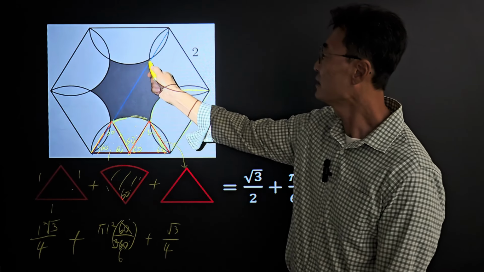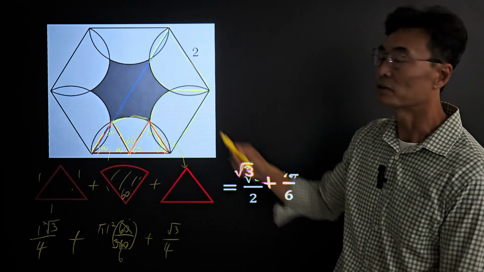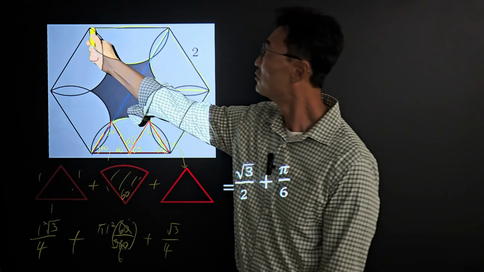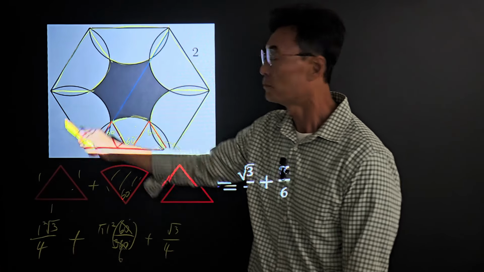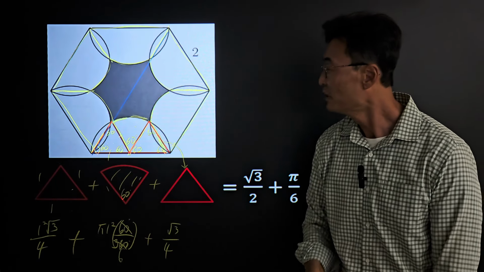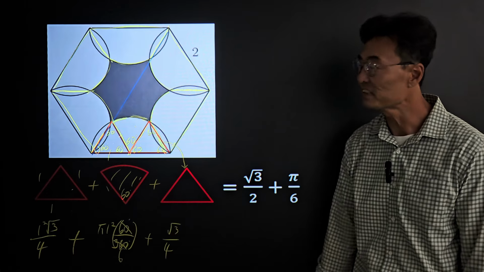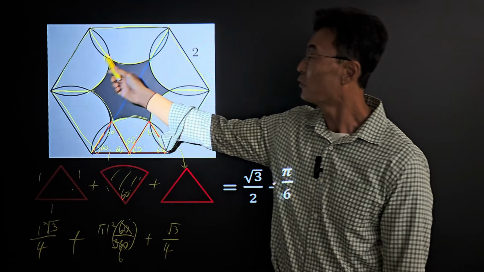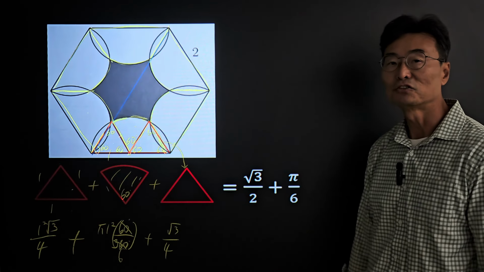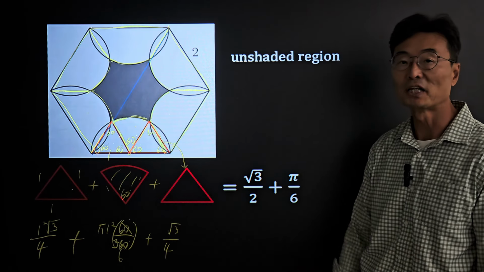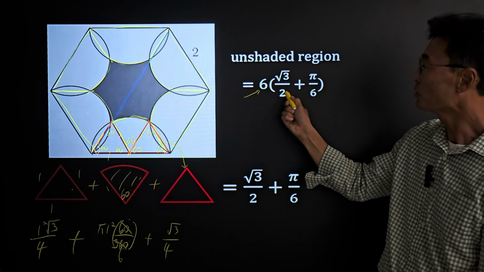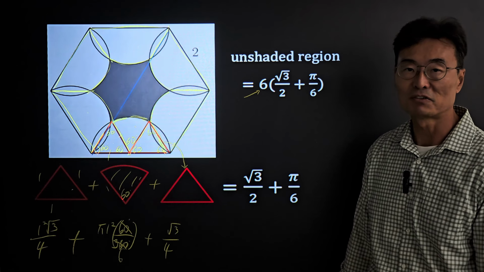And again, up here on the right, here at the top left, and lastly here on the left. So we have this root 3 over 2 plus pi over 6, 1, 2, 3, 4, 5, 6 times inside the hexagon. Then to find the total unshaded region inside the hexagon, what we're going to do is take 6 and multiply root 3 over 2 plus pi over 6.